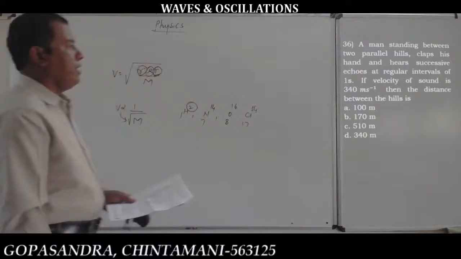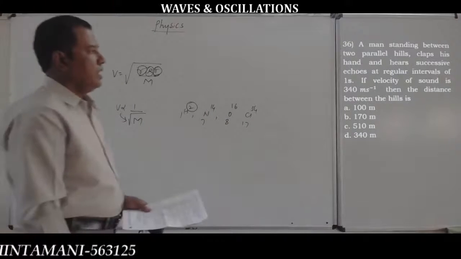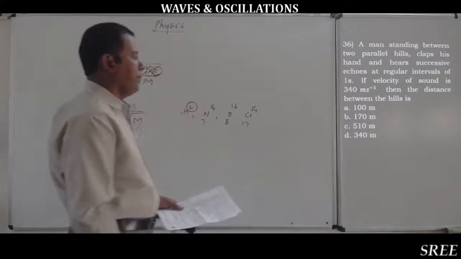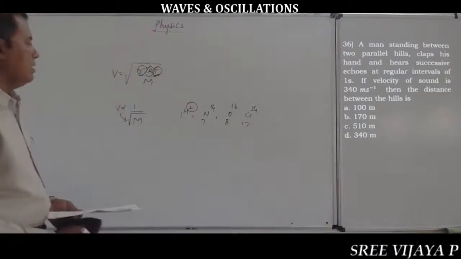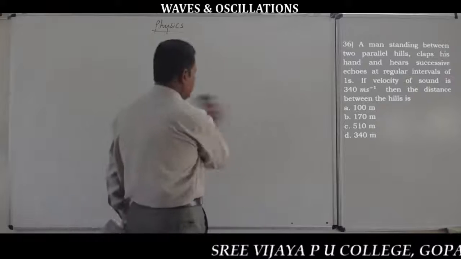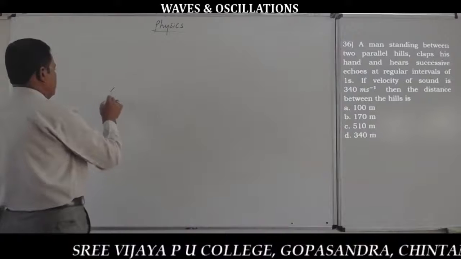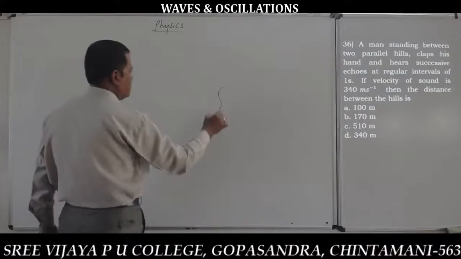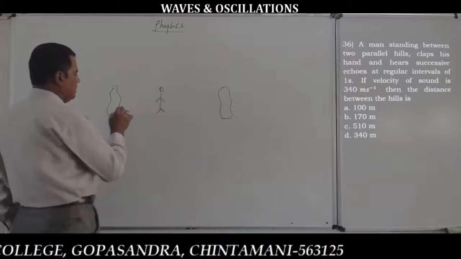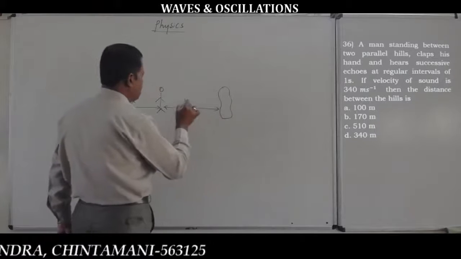A man standing between two parallel hills claps his hand and hears successive echoes at regular intervals of 1 second. If velocity of sound is 340 meters per second, then the distance between the hills is. So let us consider two hills. A person is standing in between. We don't know where he is standing. Let us consider from here to here it is x, and from here to here the distance is y.